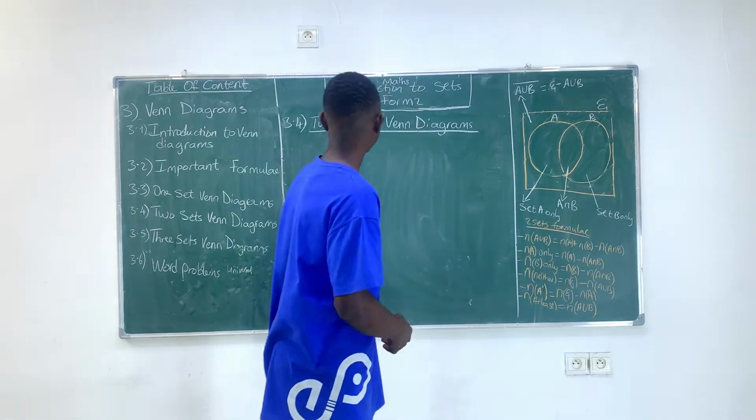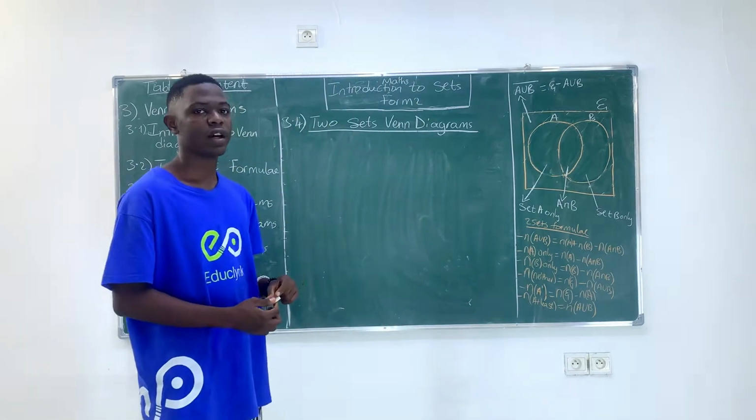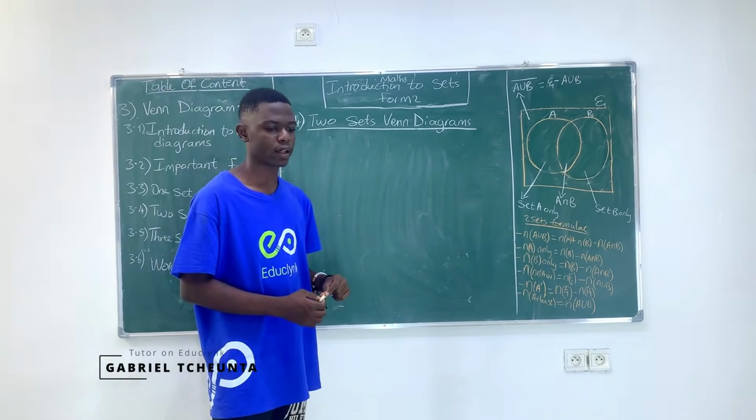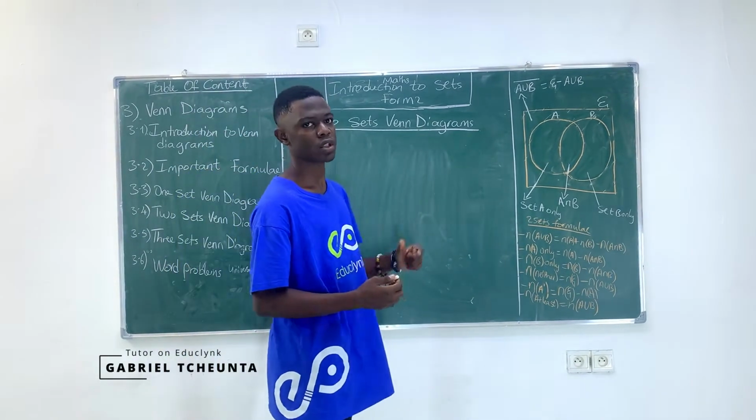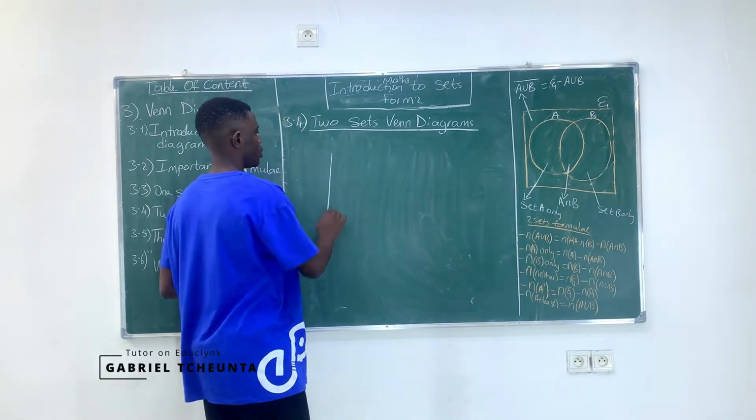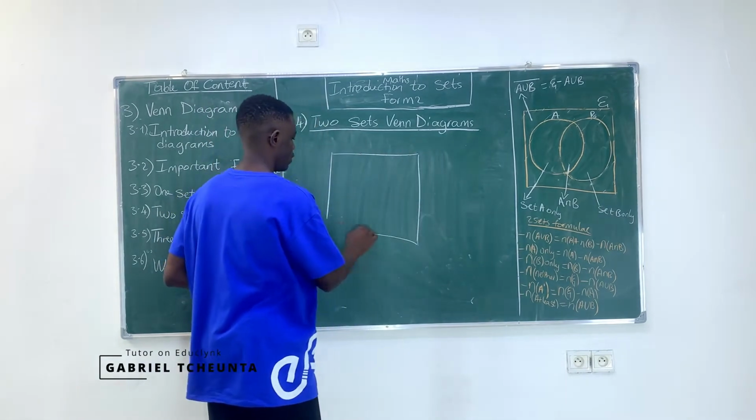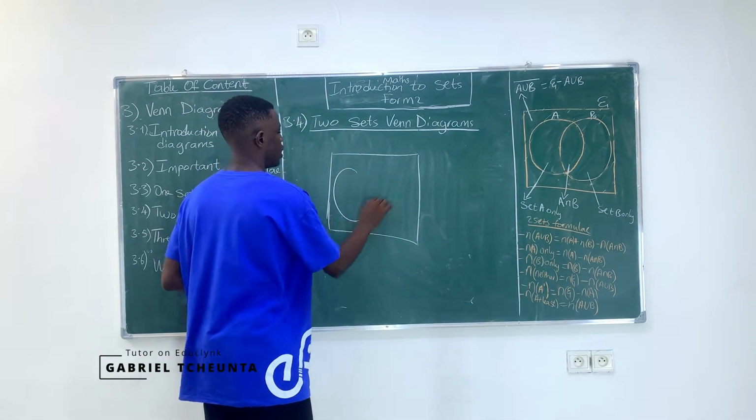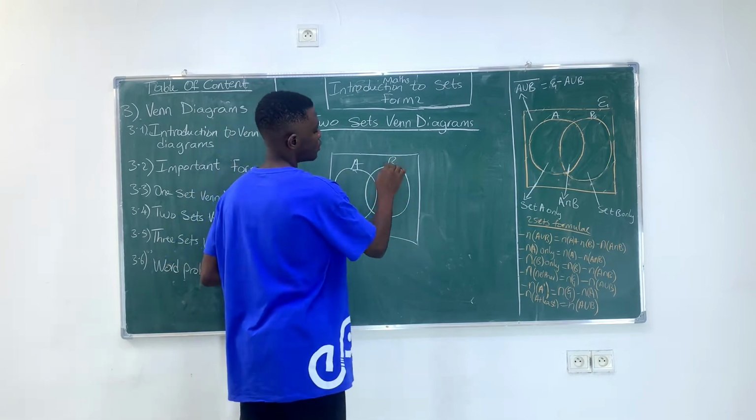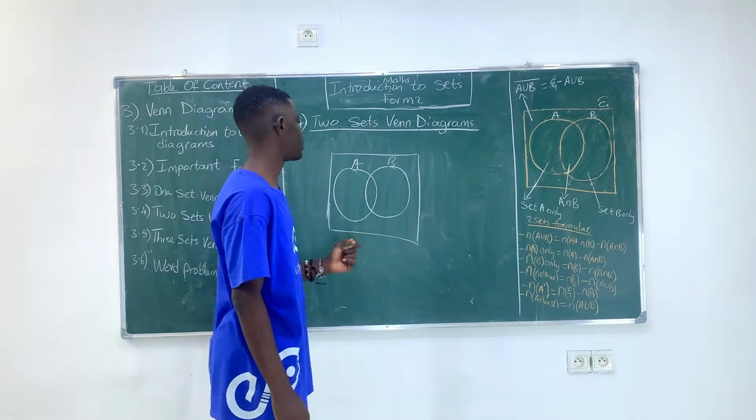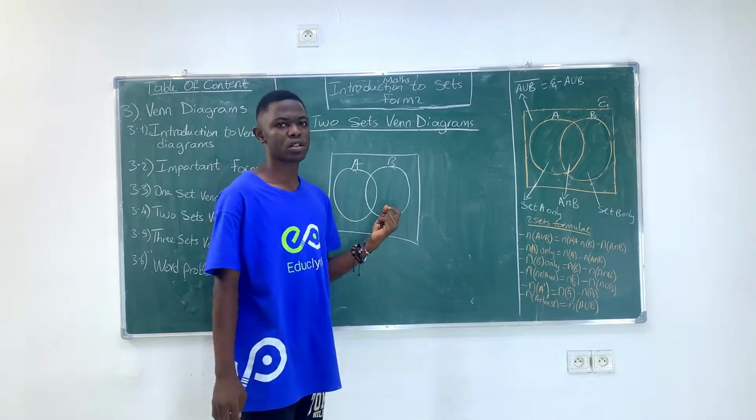Alright, so now I agree two sets Venn diagrams. So how do they look like? A two set Venn diagram is just like a one set Venn diagram, just that it has two sets. So I draw my box, I'm my first set, and I'm my second set. The first set is called A, second set is called B. This is what it is going to look like.